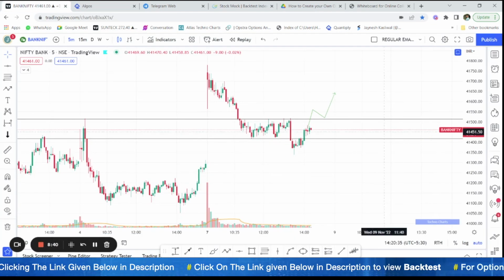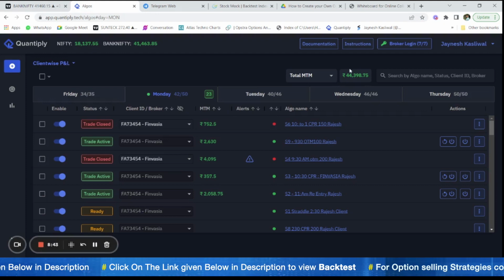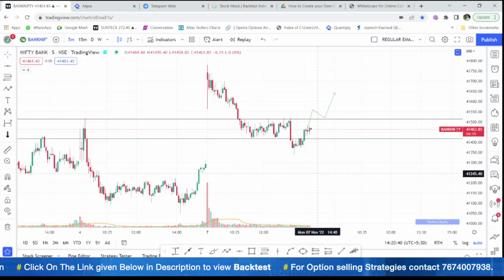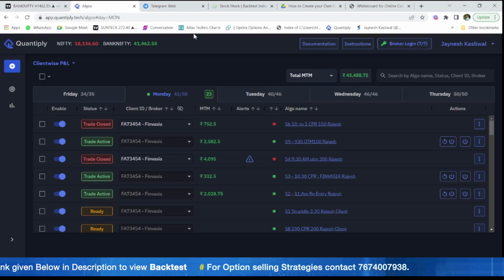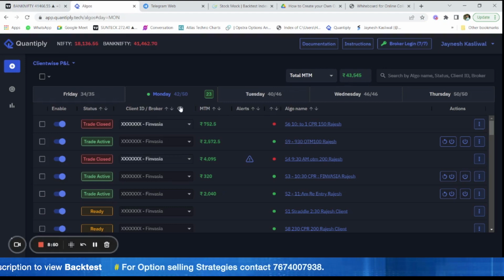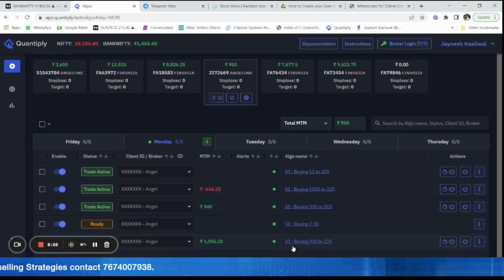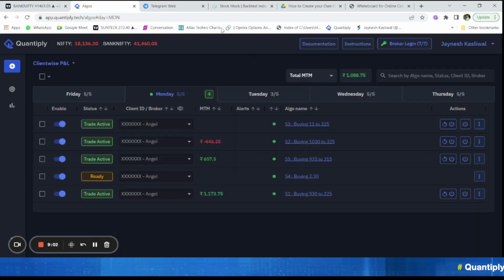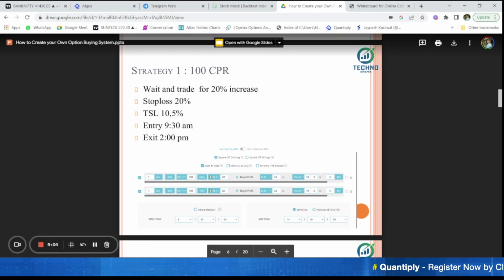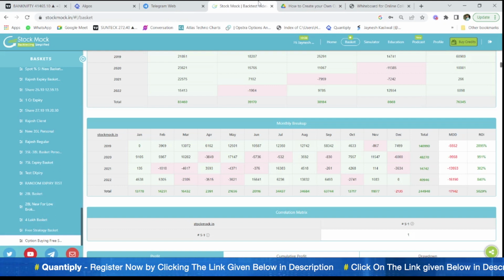Now if you look at the current system, the highest M2M that touched at this point was around 70,000, but currently the M2M that you can clearly see is around 43,000 rupees. The buying PNL, as you can see, is around 1 lakh. Sorry, the deployed capital on this system is 1 lakh rupees, and the buying system that I am currently running has returns of around 200% even after including the drawdown, 2x of drawdown as well.